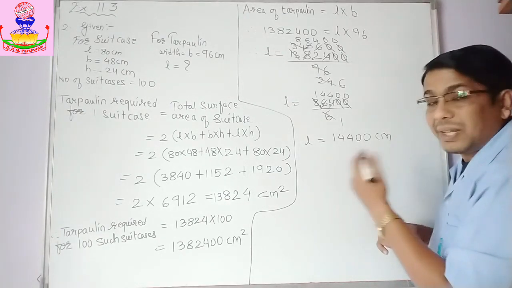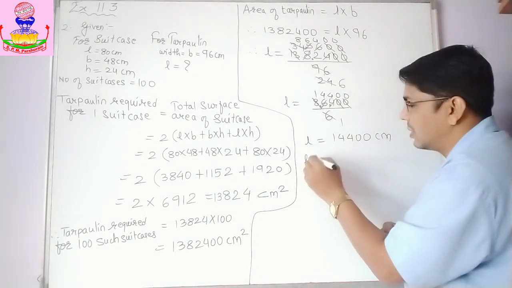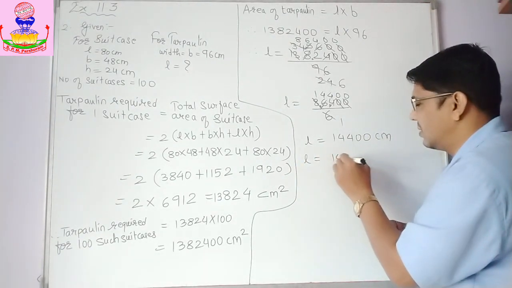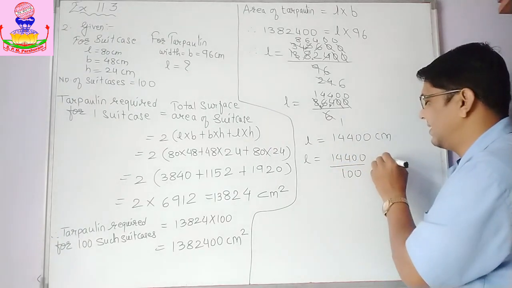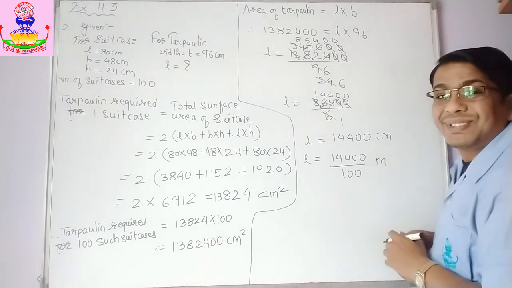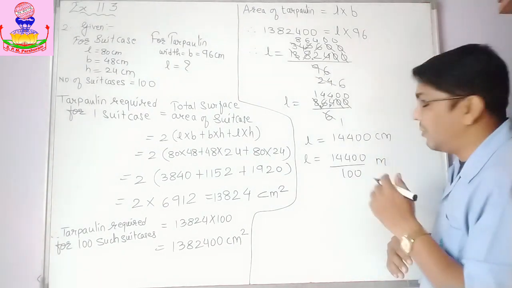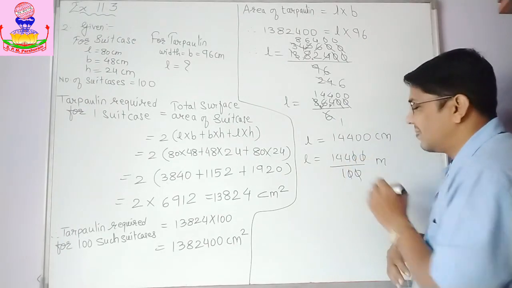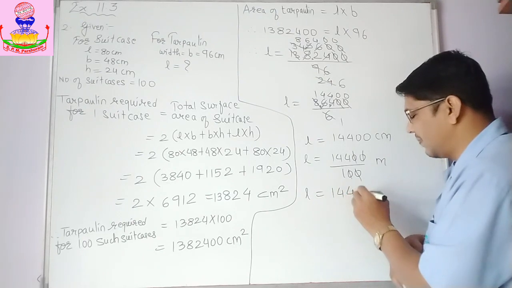Now it is too big, so convert it into meters. So what you will do, divide by 100, because 1 meter is equal to 100 centimeters. Now I want to convert centimeters to meters, so I will divide by 100. So what I get? Yes, length is equal to 144 meters.